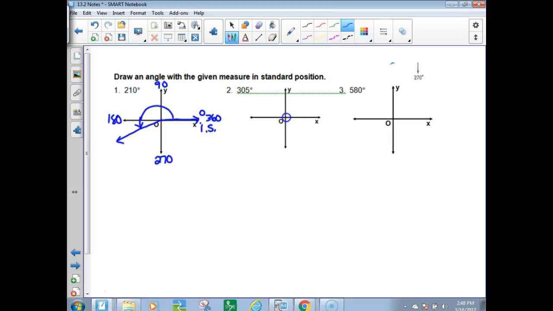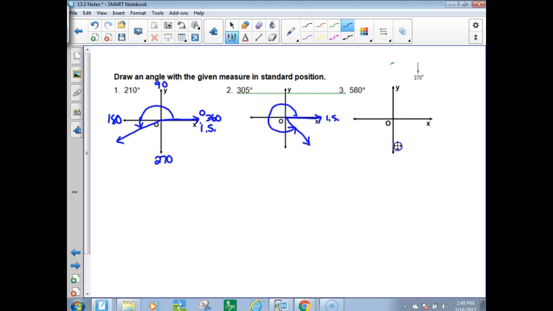305 degrees, we would be along the x-axis to start. That's our initial side. Our terminal side is going to go from 1 through 2, that 180, past the 270, and into quadrant 4. That's quadrant 4. That's a representation of 305 degrees.